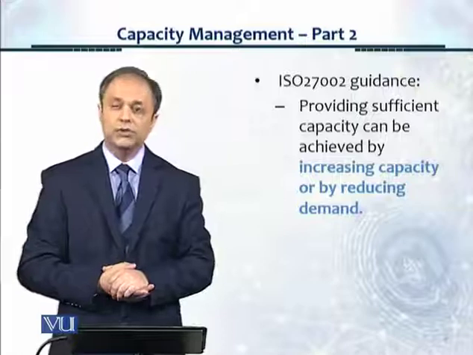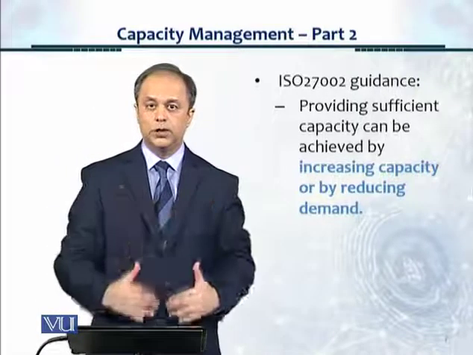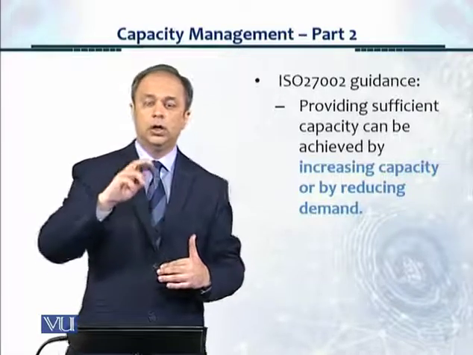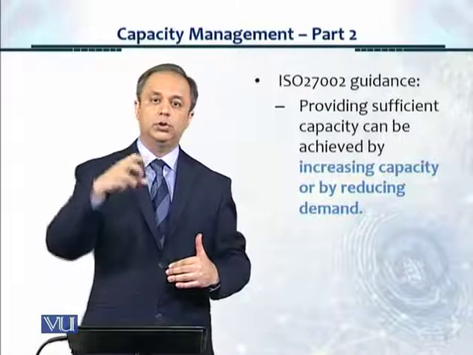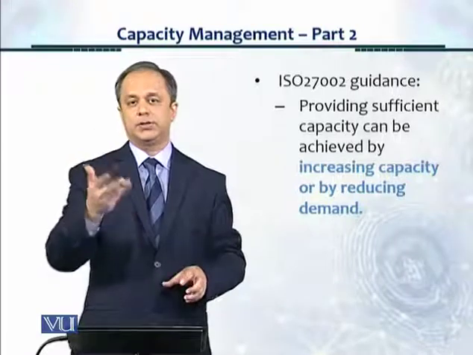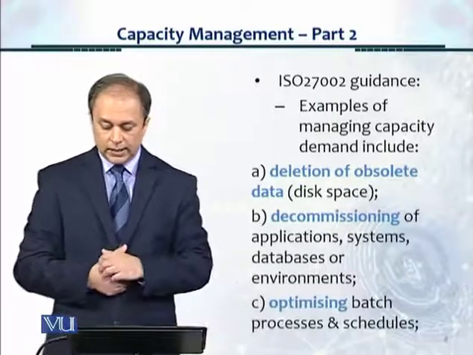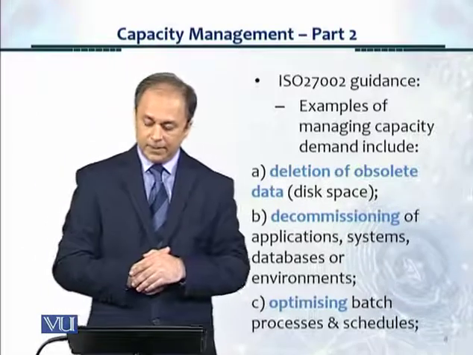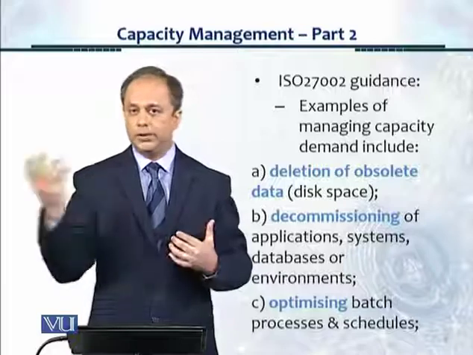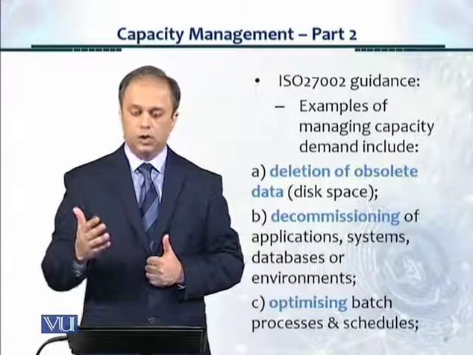And then providing sufficient capacity can be achieved by increasing capacity or by reducing demand. So in 27002, it's telling us to tune. Managing capacity, you could decrease demand by optimizing the assets, or you could increase the capacity by buying new capacity. And you can manage capacity by managing demand through deletion of obsolete data, for example, disk space, old data deleted, decommissioning of application systems, databases, or environments.